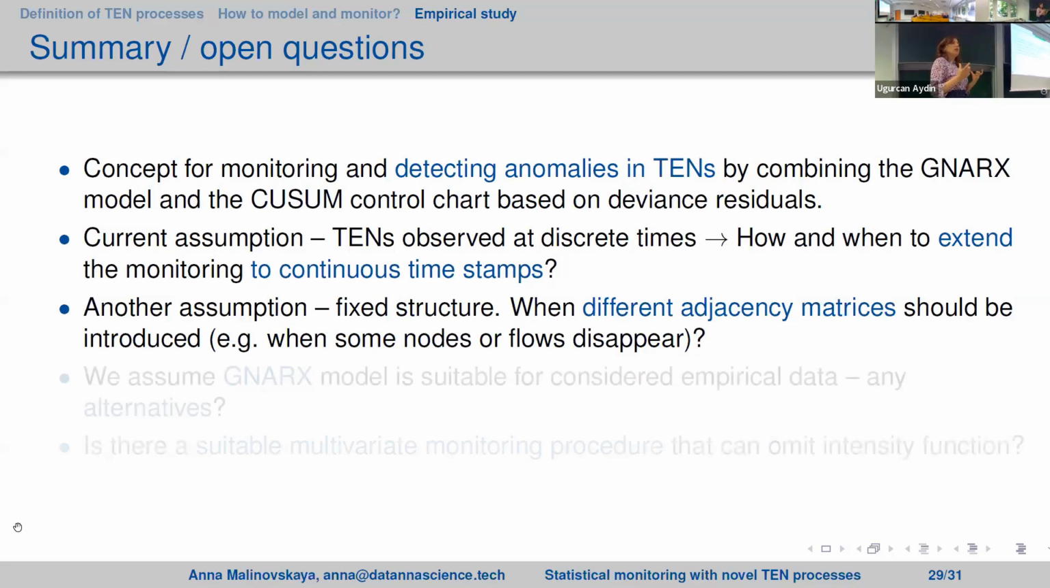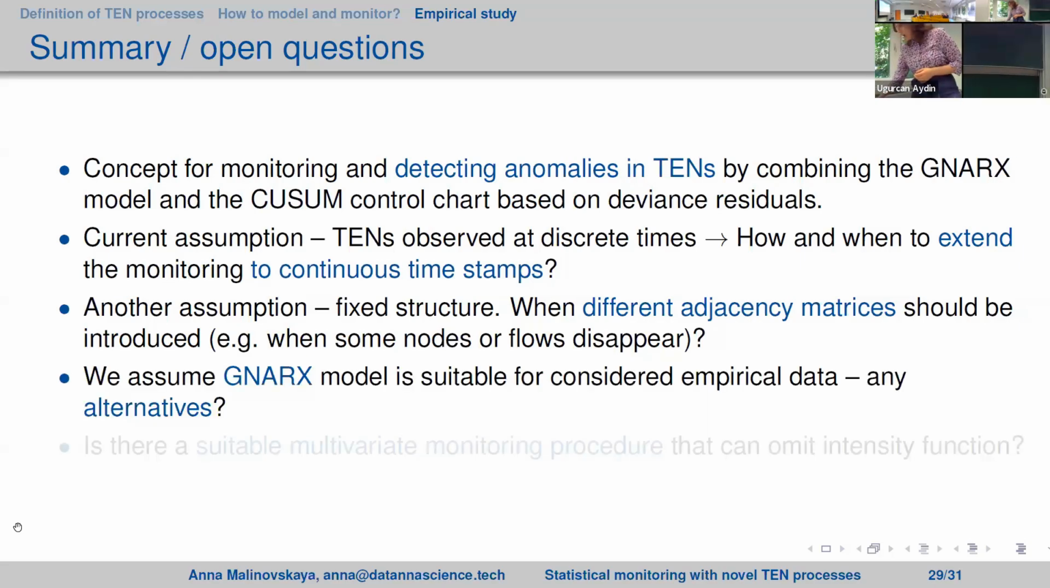But what if some flows are deactivated, or there are some differences in how the current flow structure looks? Do we need to completely remodel it? Can we remodel it when we start doing it, given that some of the flows can even disappear? And also we assume GNARX to be a suitable model, which we could prove with some standard statistics on whether the regression fits or not. But for all of the empirical cases, it's definitely not the only one that should be considered suitable. So what are the alternatives? A lot of space is open there.